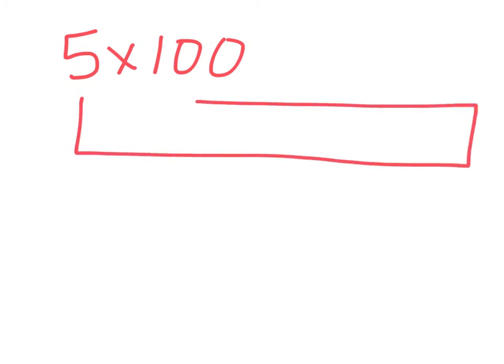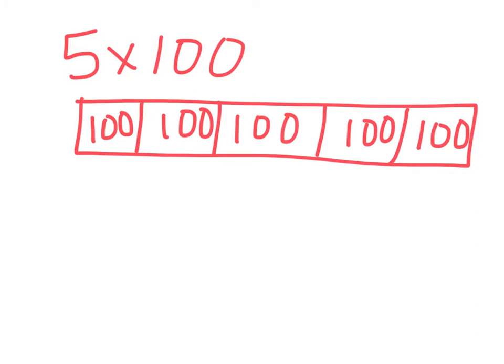We've explored tens as a factor. What if 100 is our factor? Let's solve 5 times 100. This means that we have 5 sets of 100 objects. So we have 100, 200, 300, 400, 500 for an answer of 500.